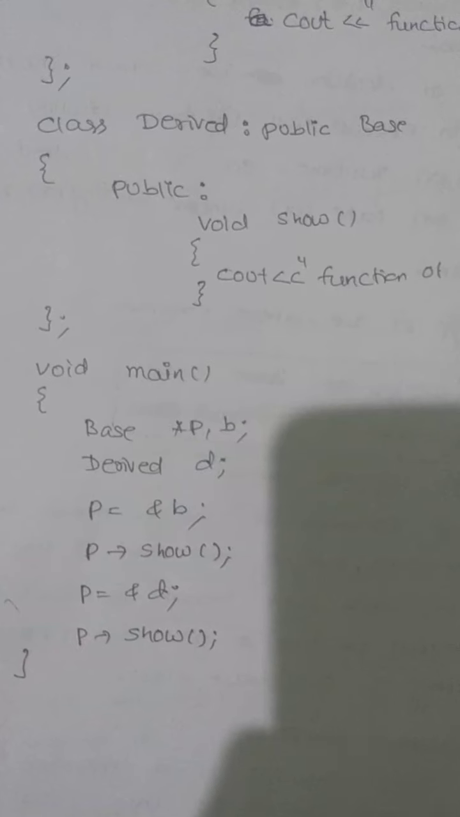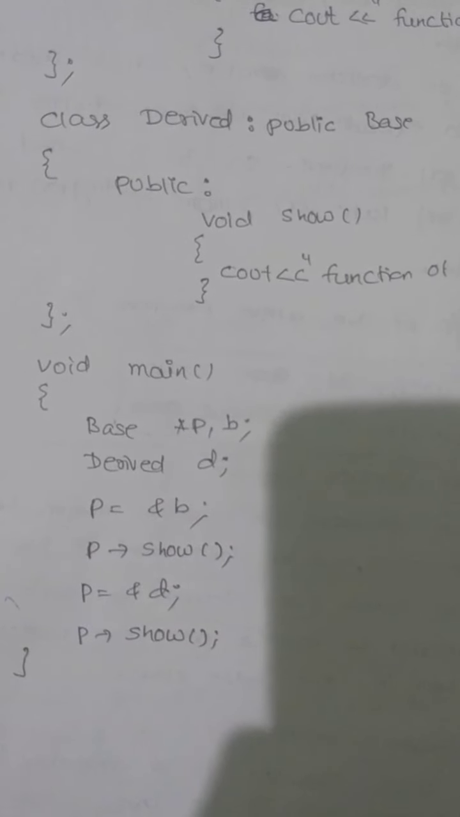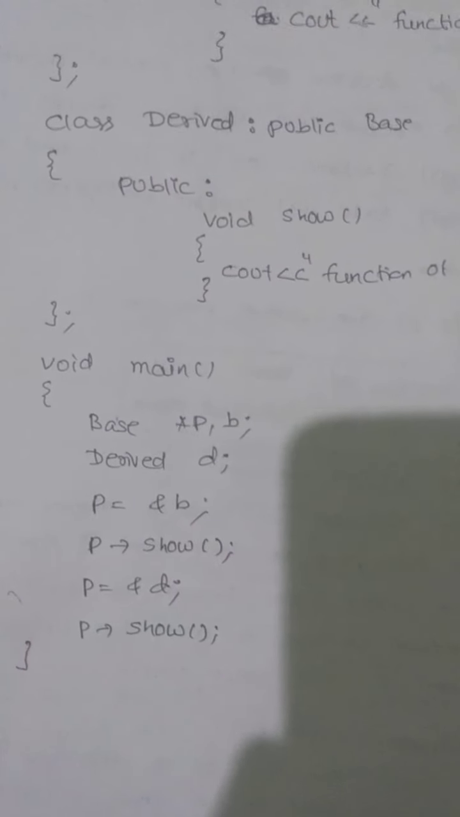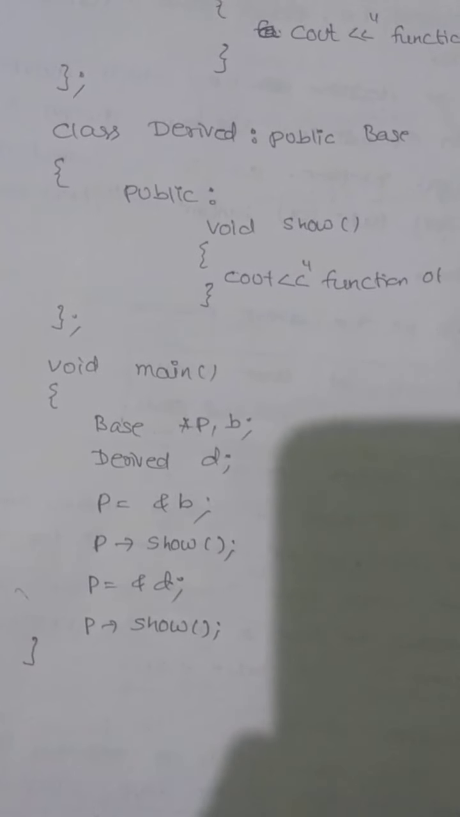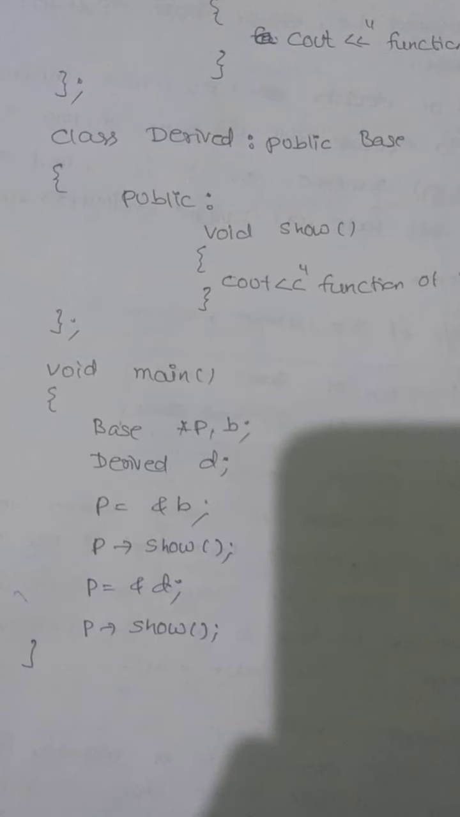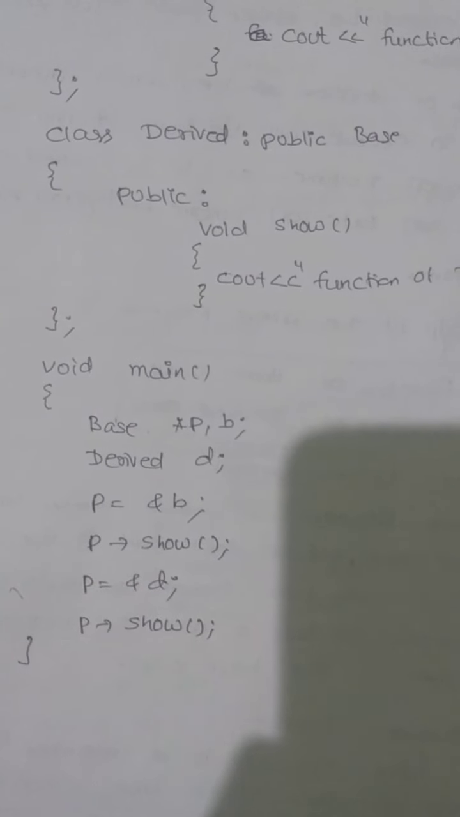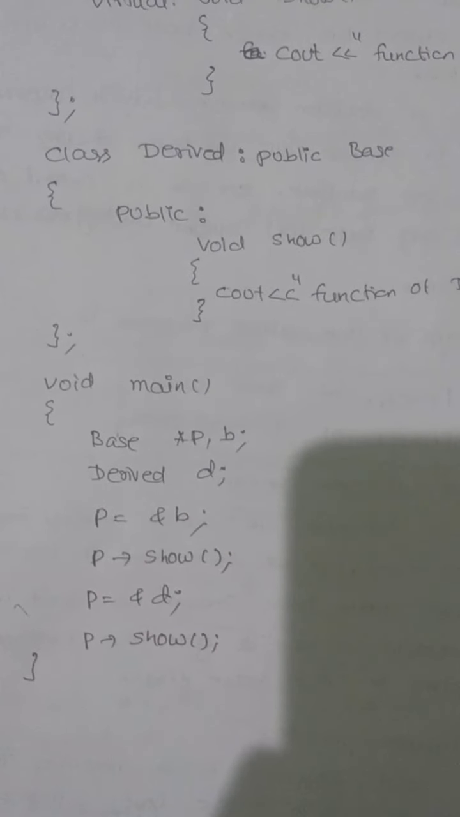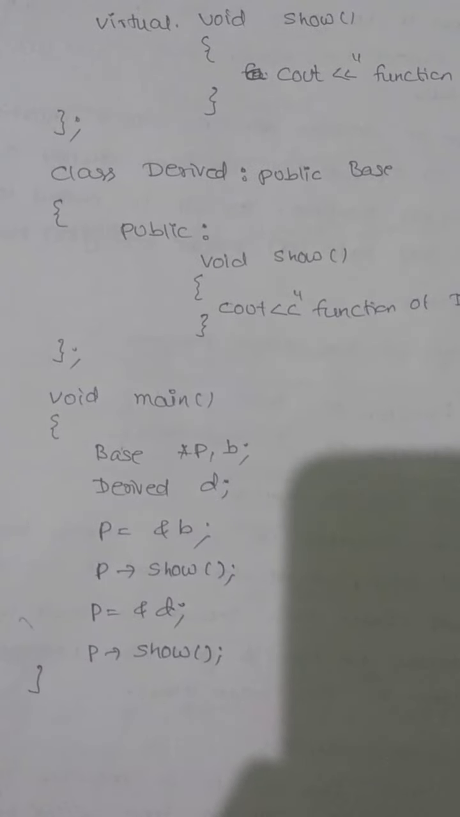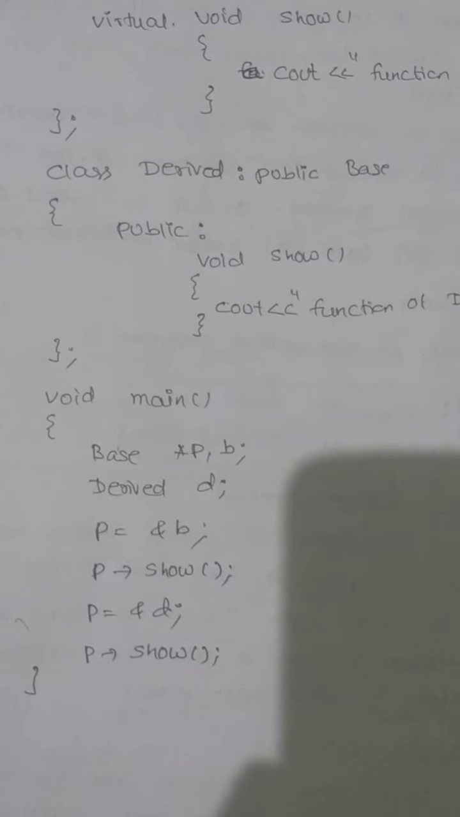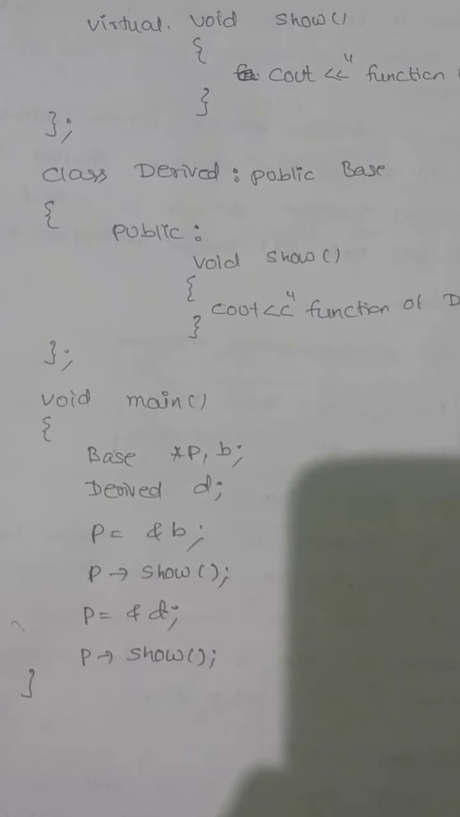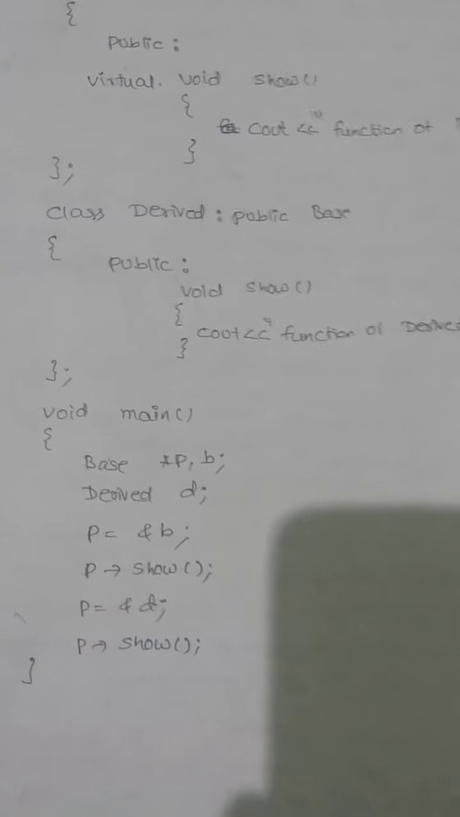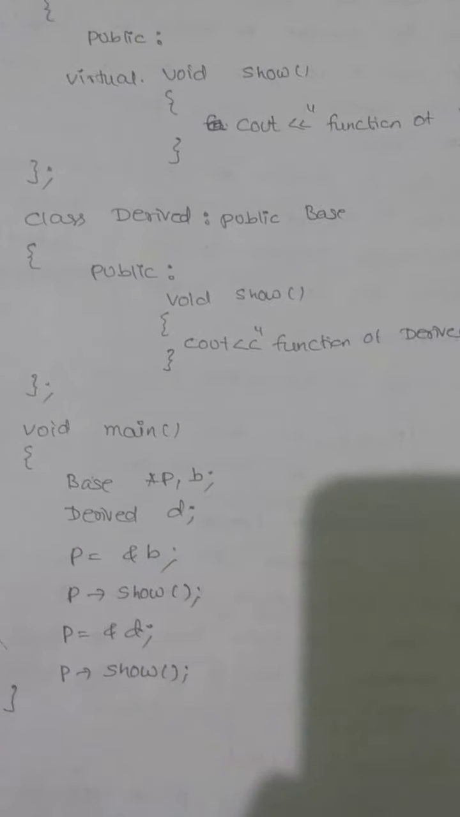Now p is equal to ampersand d, so it is pointing to the derived class, and now the derived class overridden function will be executed. This type of decision is taken by the compiler during the runtime or execution time. So this is called runtime polymorphism or late binding. So that is about virtual functions. This is one of the very important concepts for you.